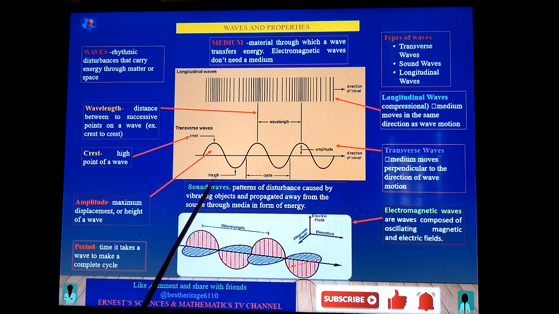For instance, sound waves are disturbances caused by vibration, and they can be propagated away from the source in the form of energy. The distance from the point of displacement on the x-axis, or along the line of travel, to the farthest or lowest part can be referred to as an amplitude, which is the maximum displacement or height of a wave from the direction of travel. And then we're going to talk about the concept of a period, which is the time taken to complete one specific cycle, as we're going to see later.